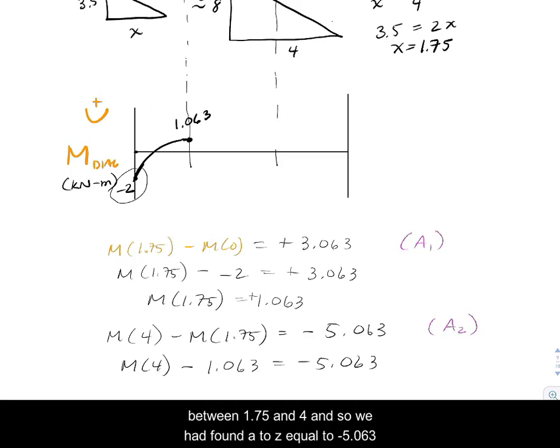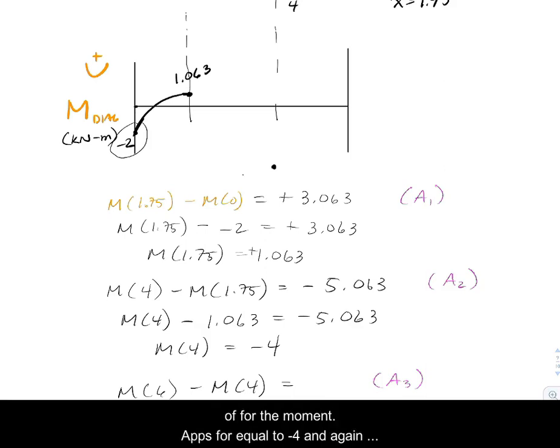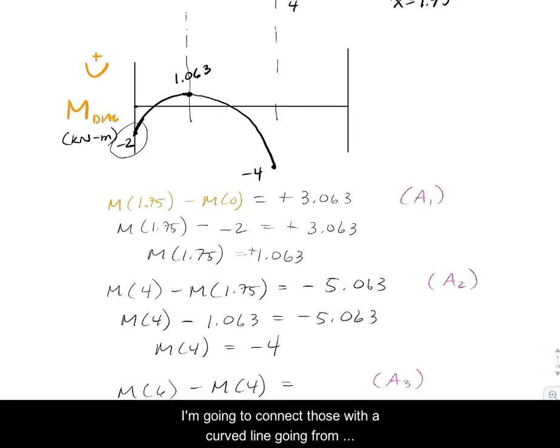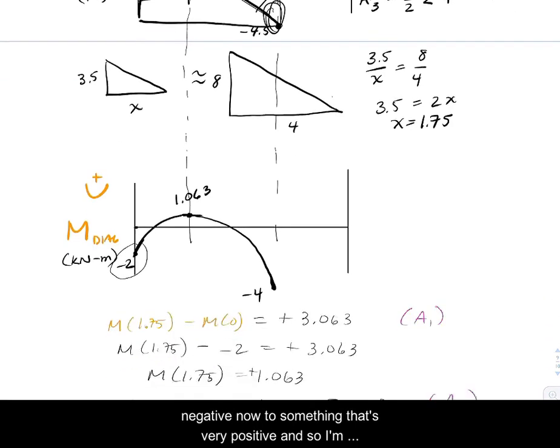And so we had found A2 is equal to minus 5.063. And so if I just plug in those values, I end up with the value for the moment at 4 equal to negative 4. And again, I'm going to connect those with a curved line going from 0 slope down to a very negative slope right at 4. And so let's take a little bit of a look back at our shear diagram. We have a vertical discontinuity. We have an instantaneous change in the slope of our moment diagram to where it goes from something that was very negative now to something that's very positive.